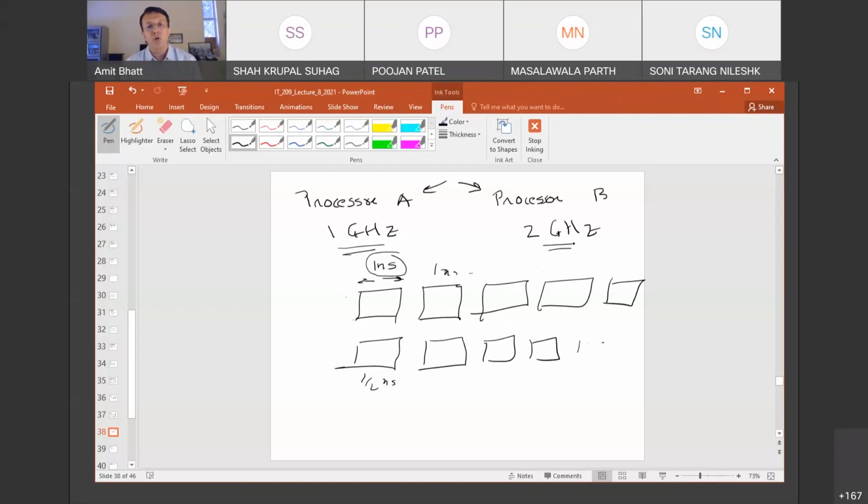So one should not go only on gigahertz value. Say this is Intel processor X, which is running at 1.5 gigahertz, and this is AMD processor Y, which is running at 2 gigahertz. So which one is better? Insufficient information, you can say. Does it make sense? Okay. Any questions up to this point?